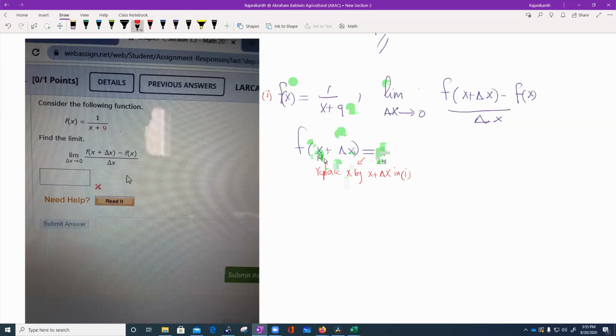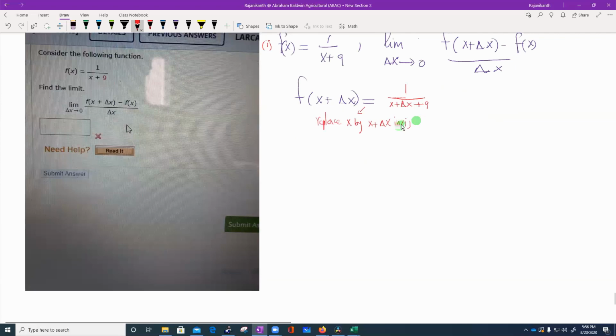Then you will get x plus delta x. That means take the function, and you are going to replace x by x plus delta x, but you have 9 also. So that is simply plus 9. So your f of x plus delta x is simply 1 over x plus delta x plus 9. That's it. Now the problem is easy. Now go back and find out.